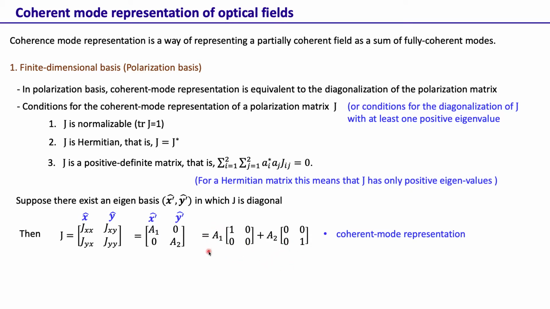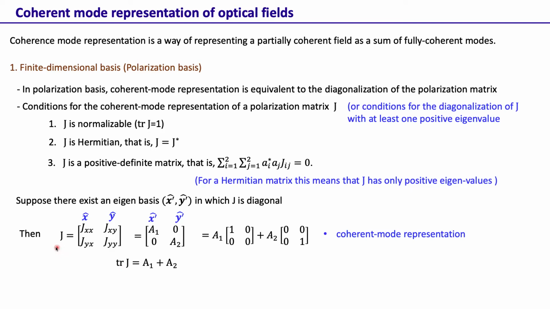Of course, these A1, A2, which are the eigenvalues, A1 is the proportion of the X prime polarized light, and A2 is the proportion of the Y prime polarized light. So that's the coherent mode representation in the polarization basis.